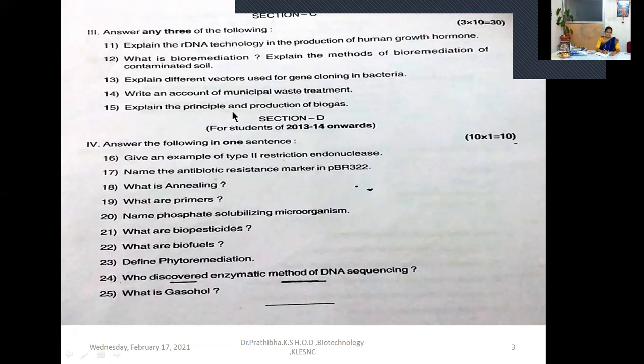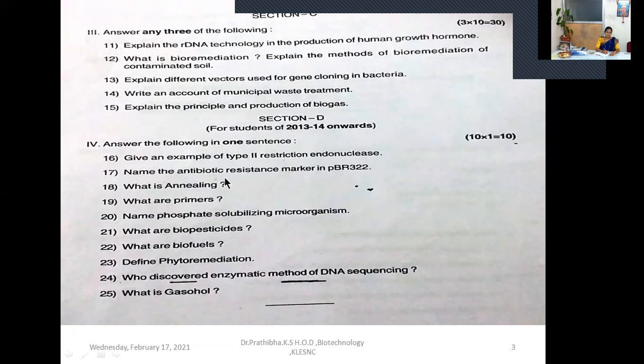Okay, explain the principle and production of biogas. Okay, then Section D, where you're going to write all the 10 question answers. 16th question, give an example of type 2 restriction endonuclease.